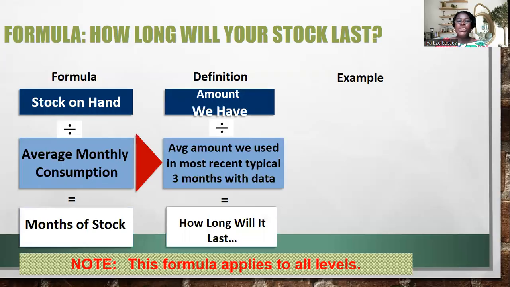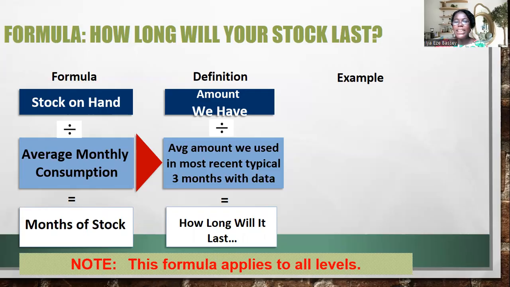So what is your stock on hand? Your stock on hand is the amount that we have, all right, after you have done your physical count. And then your average monthly consumption will be the average amount we use in the most recent typical 3 months with data, okay? Then your months of stock tells you how long it will last.